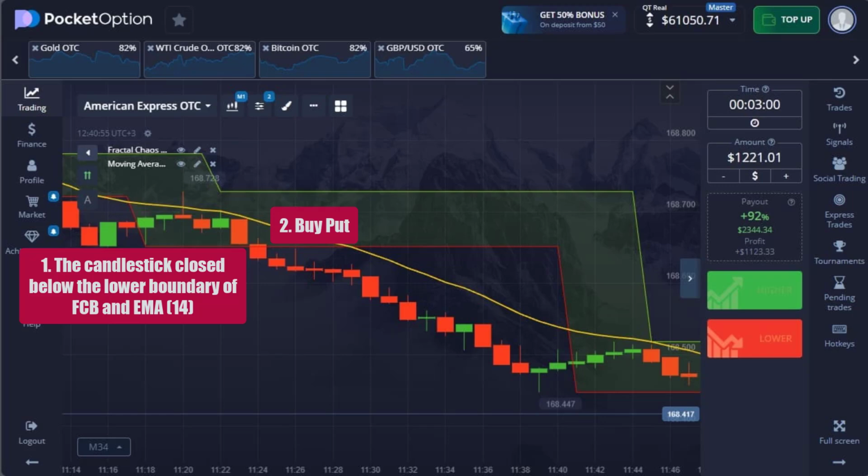We recommend setting the expiry time of the trades to 3 candles. However, this period may work differently depending on your asset. Therefore, we recommend choosing the optimal time to hold positions based on the testing results.